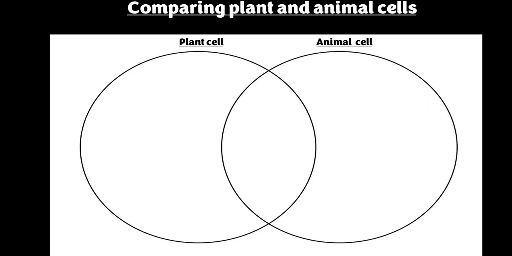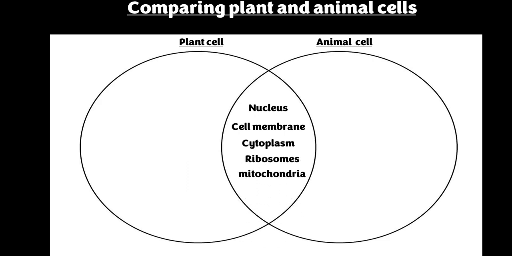Now we compare a plant and an animal cell. They both have a nucleus, they have a cell membrane, they have a cytoplasm, they have ribosomes, and they have mitochondria. However, a plant cell has a cell wall, animal cells don't. Plant cells have a permanent vacuole, animal cells don't. Plant cells have a chloroplast, animal cells don't.